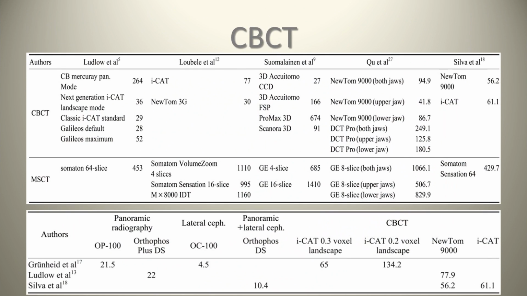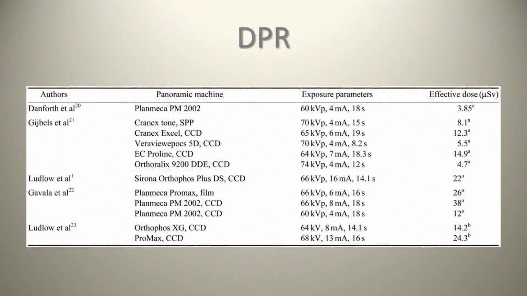So here's just a diagram or a chart basically depicting different types of cone beam CT scanners and the amount of radiation that was delivered as compared to a standard dental panorex and also to our standard periapical radiographs that we use for patients.